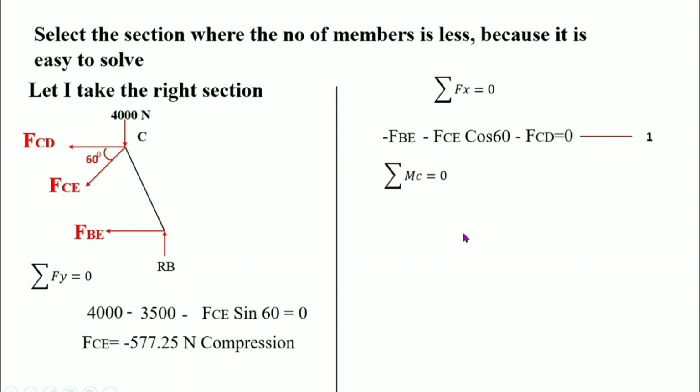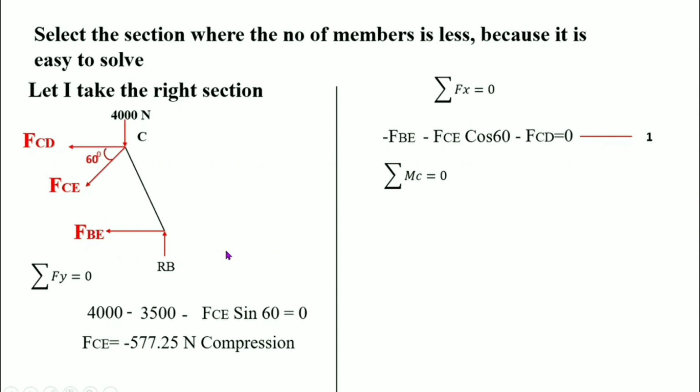Take sigma MC is equal to 0. That is, moment about C is equal to 0. Why do we take moment about C equal to 0? Why don't we take any other points? Because the majority of forces are acting on C or come out through C. So if we take moment about C is equal to 0, the only forces which cause the moment are FBE and RB. So we can find out FBE.